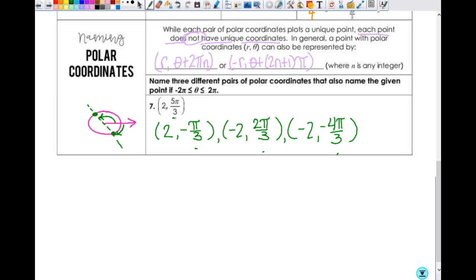They won't always be the same system of signs this way, but what it does tell you is that if you have a negative 4 pi thirds and a positive 4 pi thirds, something's wrong because it doesn't double up. Okay? We good so far?